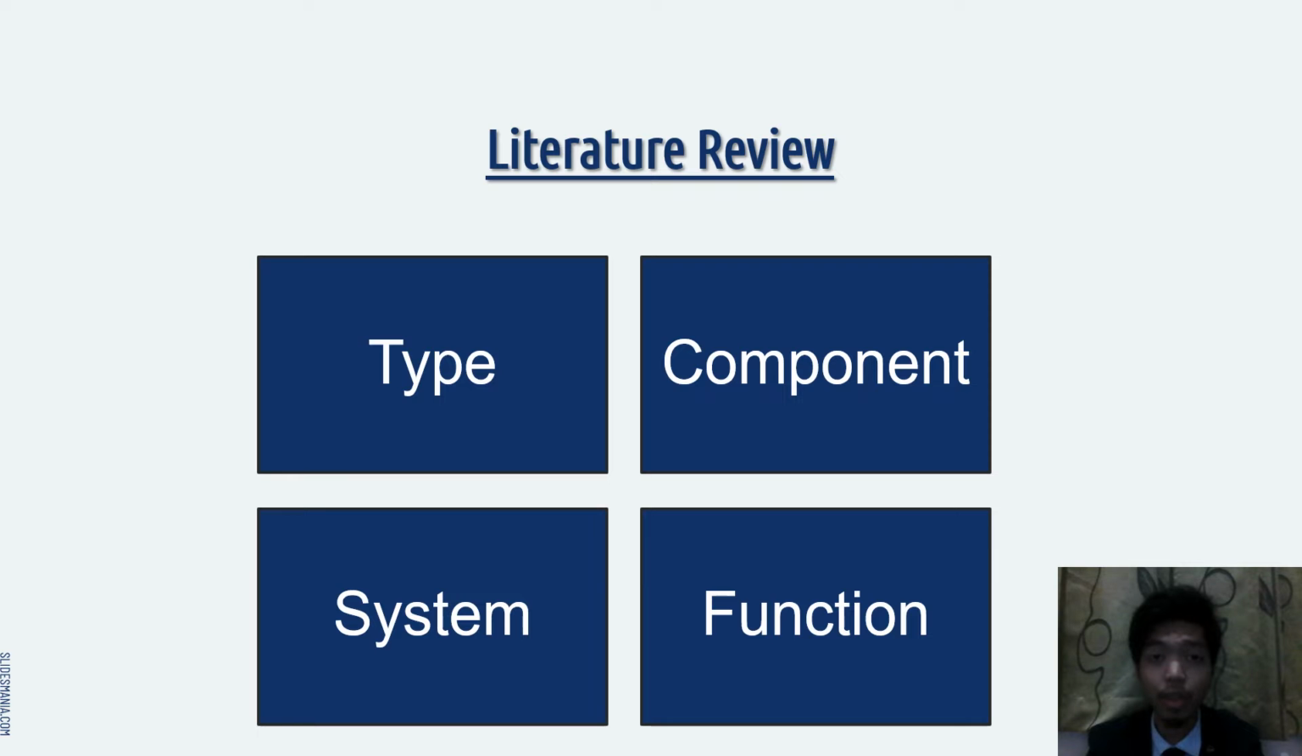There are four main components in the literature review. The first one is the type of the hull. There are four types of hull, which is rigid inflatable hull, monohull, catamaran, and trimaran. Second is the component of the unmanned space vehicle. The third one is the system in the unmanned space vehicle. The last one, the function of the unmanned space vehicle.